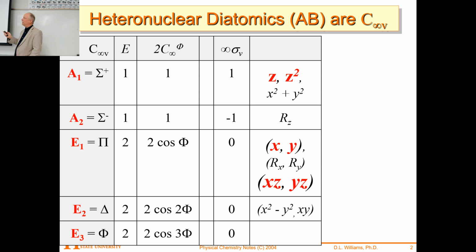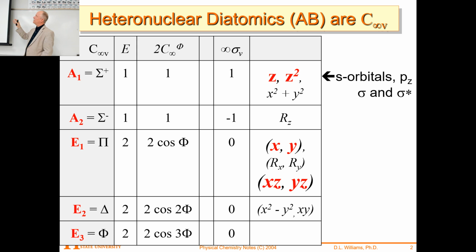Also, I've put on here for you the z and z squared orbitals. Those are going to be in the z squared, x squared, and y squared, and that's going to represent s orbitals. And then the pz orbital obviously is the z. Sigma and sigma star are going to be the same on top and bottom. And so they're going to be z squared type orbitals.